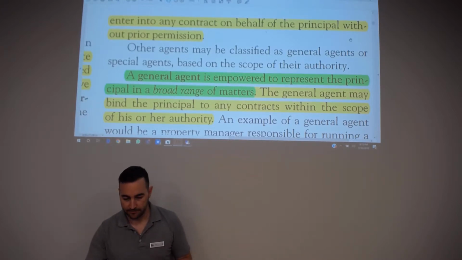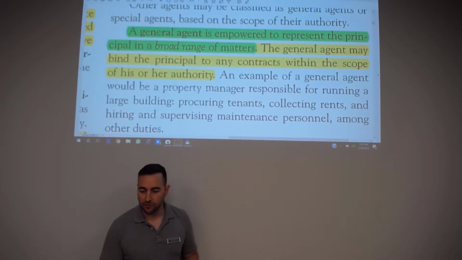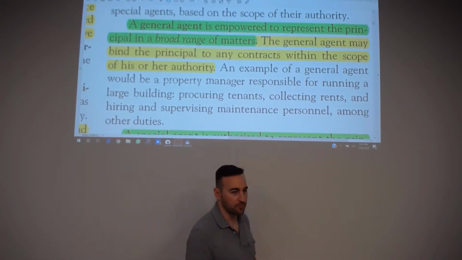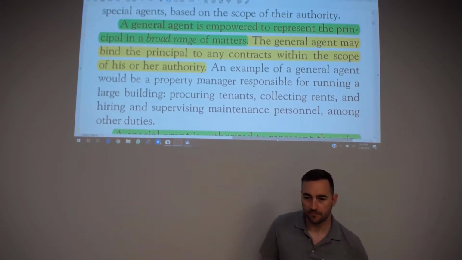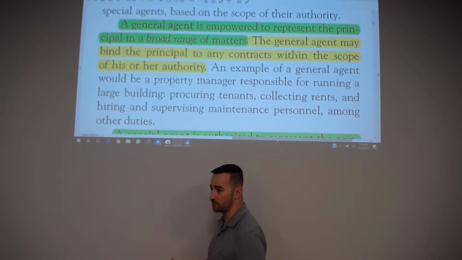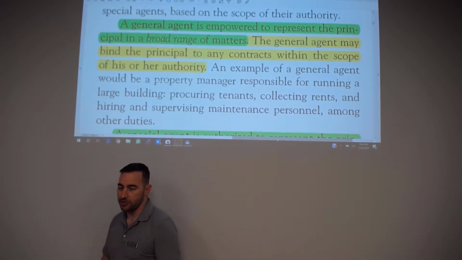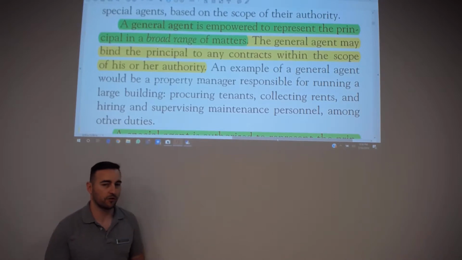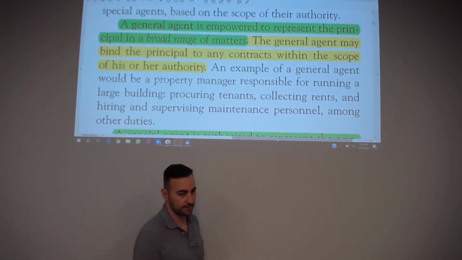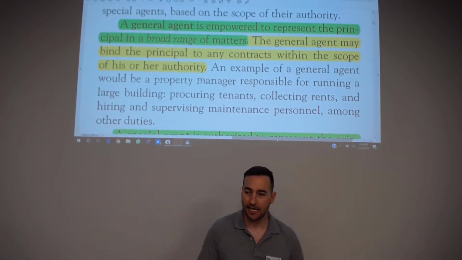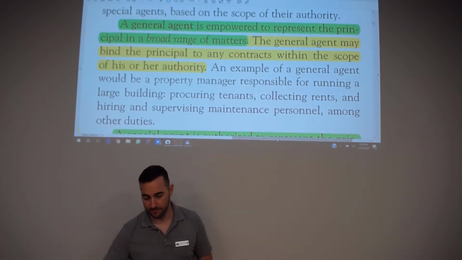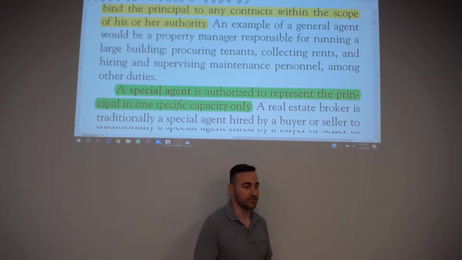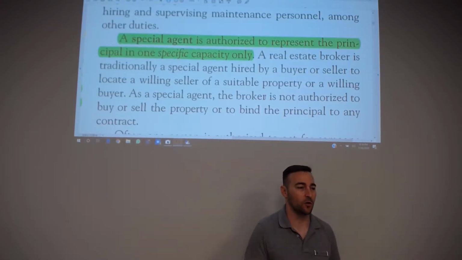A general agent is empowered to represent the principal in a broad range of matters. So a general agent represents in a broad range of matters. The general agent may bind the principal to any contracts within the scope of his or her authority. And then we have the special agent. A special agent is authorized to represent the principal in one specific capacity only.